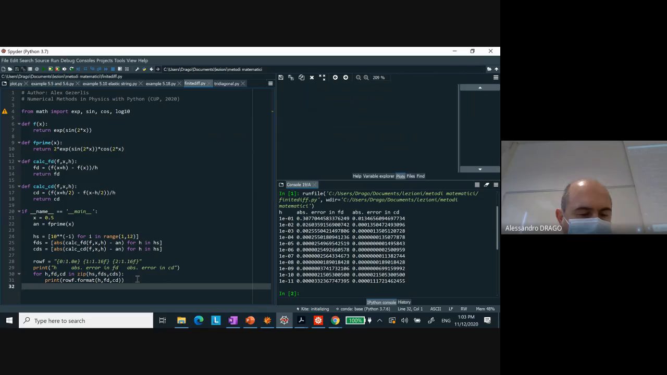This is just a way of printing the results. So he wants to print a first line containing this information, which is just this, in these quotation marks. And after he wants to print h and these two errors. Okay. And essentially, he wants to use a format. The format, just a second, sorry. The format is this format here.